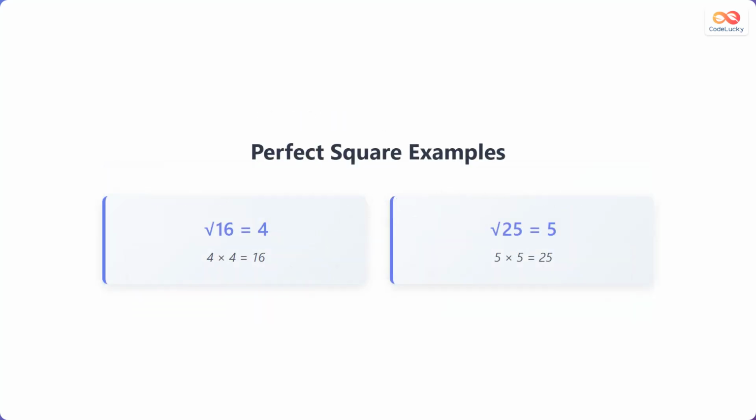Let's explore a couple of more examples to help solidify your understanding. Consider the square root of 16. The square root of 16 is 4 because 4 times 4 equals 16. Similarly, the square root of 25 is 5, since 5 multiplied by 5 results in 25. These are examples of perfect squares where the square root is a whole number.